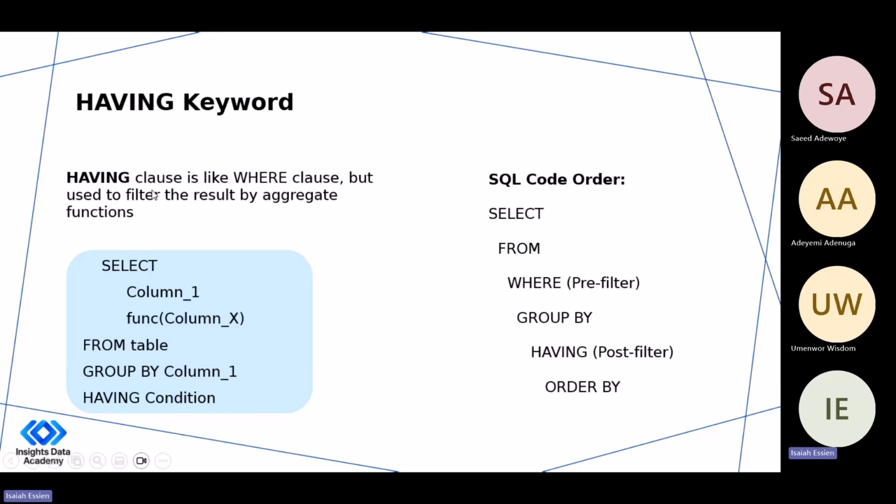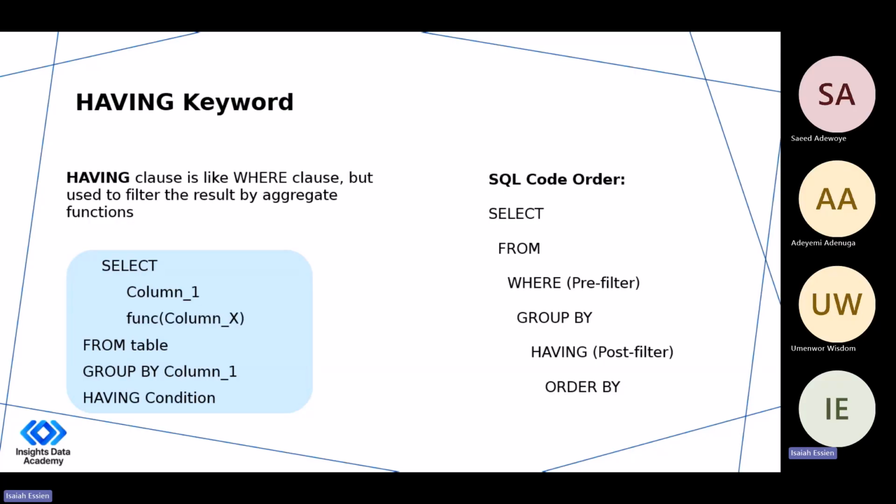So HAVING is like the WHERE clause. Last week we covered the WHERE clause. Who can remind us what the WHERE clause does in a SQL statement? Quickly. To filter. To filter, right? Thank you so much. To filter. But you see that WHERE can be used to filter based on a particular column in your table.